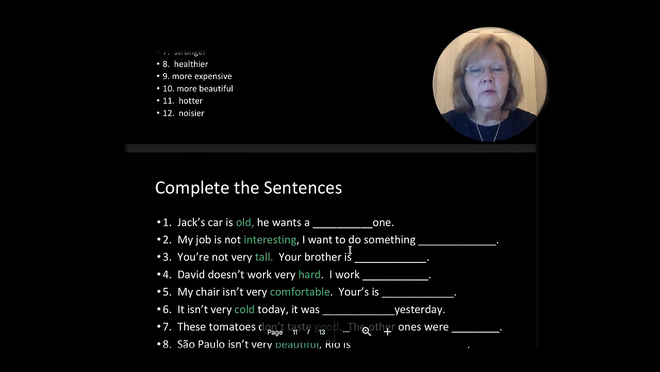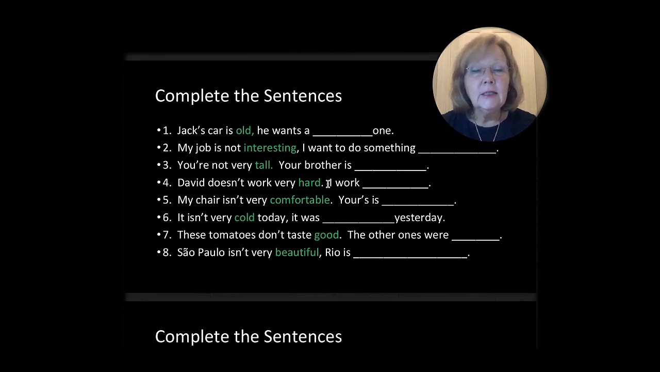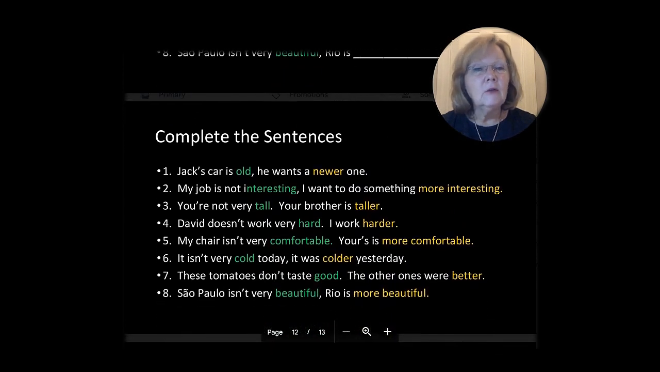Now complete some full sentences. Jack's car is old. He wants, and you can also use opposites when you're comparing. So this one would be, he wants a newer one. So pause your video and complete the sentences, then come back. The answers. Jack's car is old. He wants a newer one.